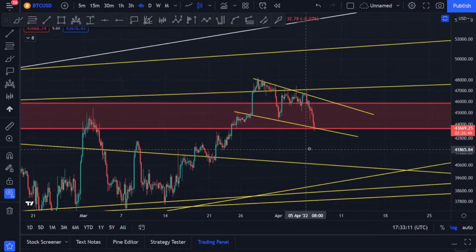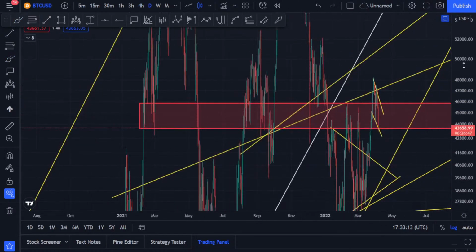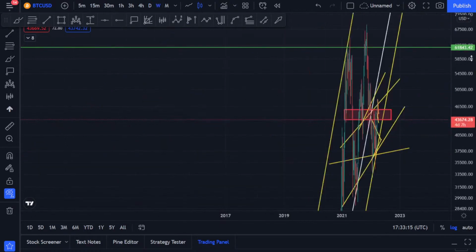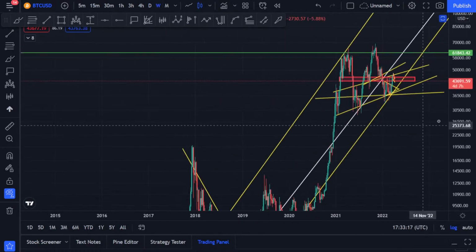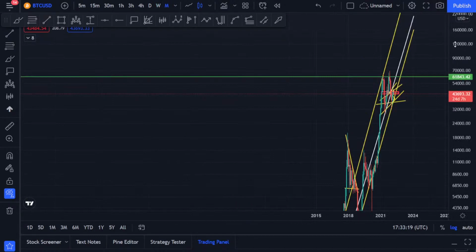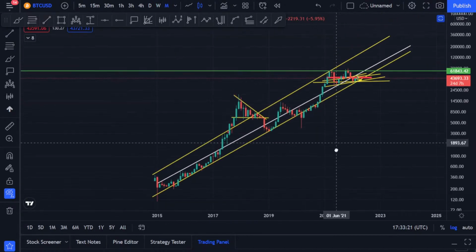And now, if you look at the whole Bitcoin chart in the weekly time frame, I just want to point this out. And look at how beautiful this chart is, actually. Look at this chart.